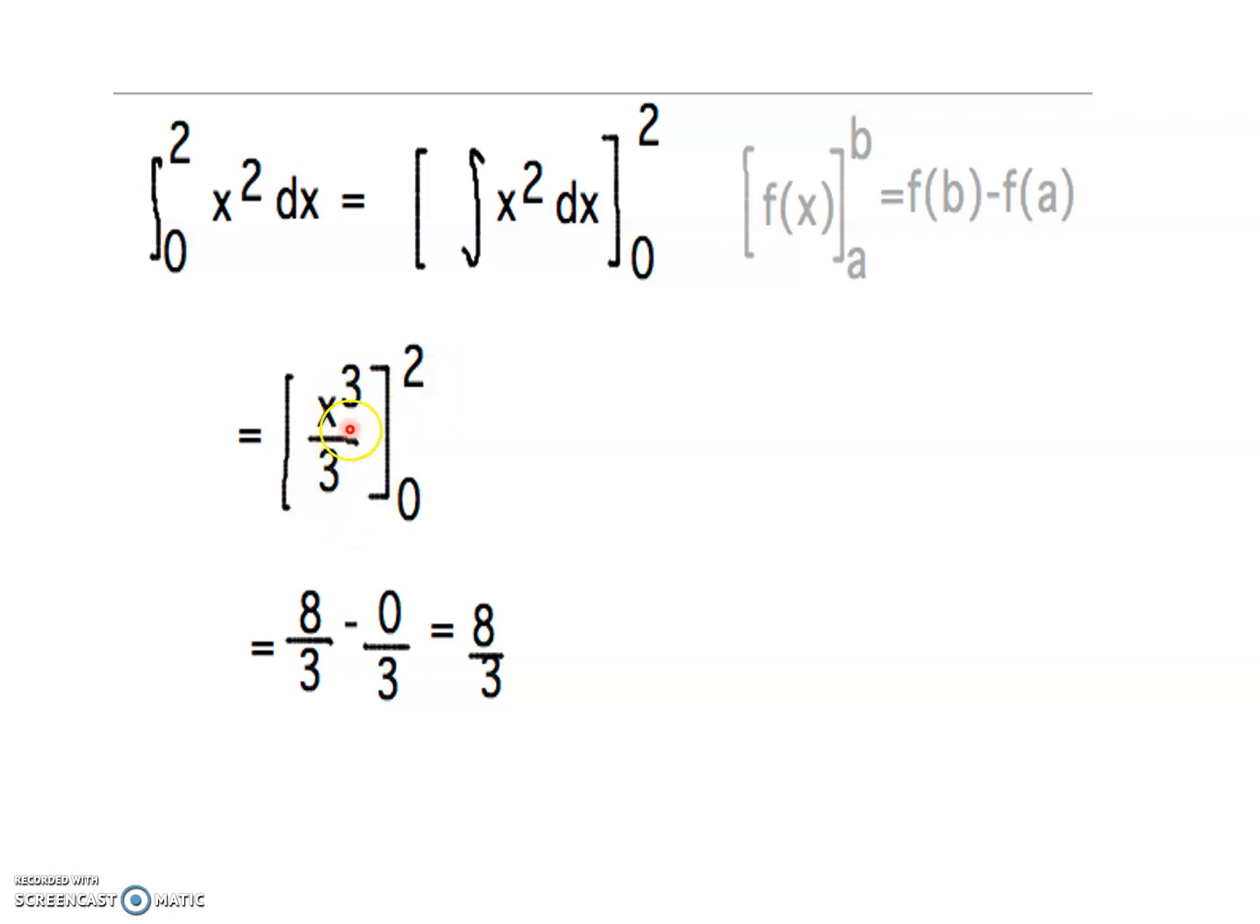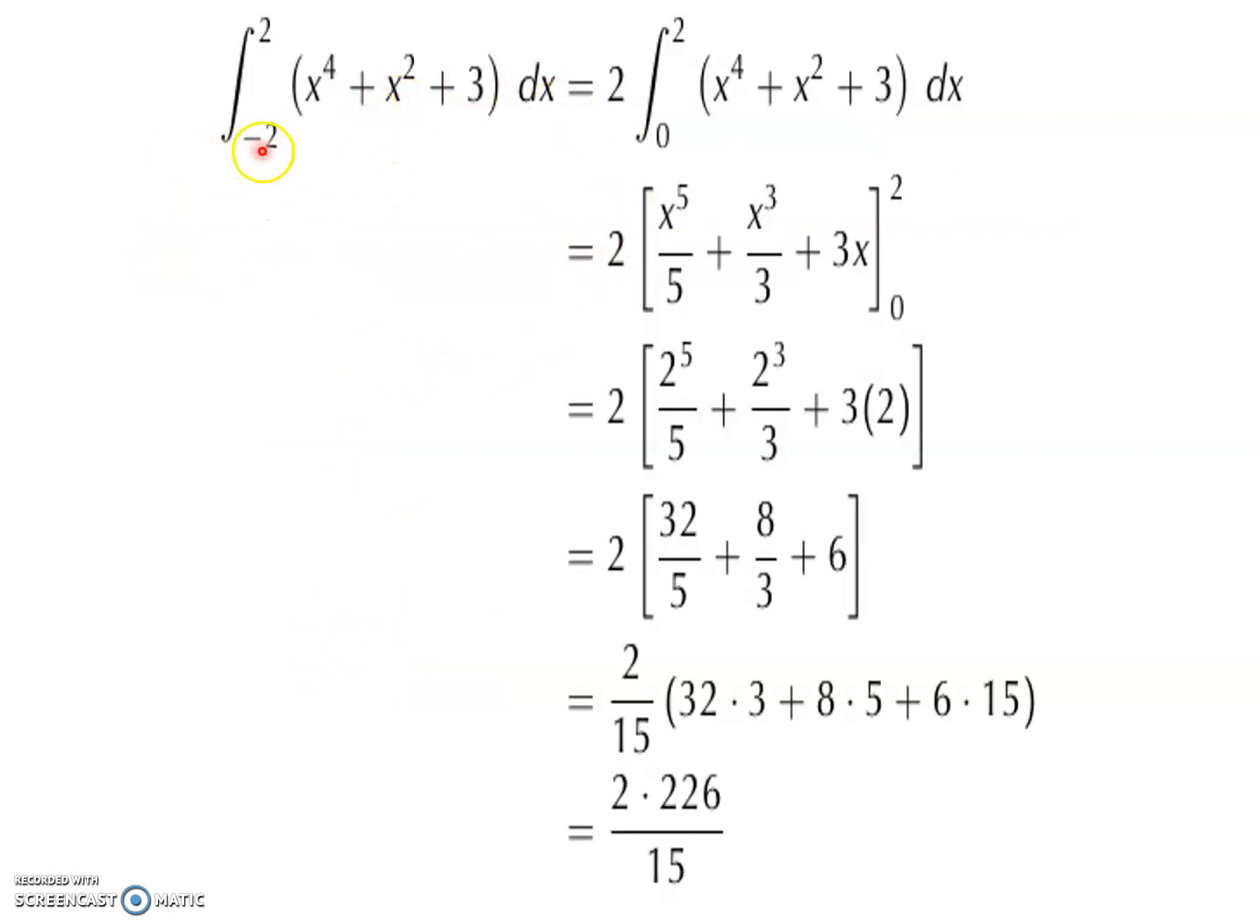That's why the integral of x square is x cube upon 3, with upper limit 2 and lower limit 0, and we have to put in the values. Now we have to find f of b minus f of a. We have to put 2 cube instead of x. We know that 2 cube is 8 and the denominator 3 remains the same. Next, 0 cube is 0 upon 3. 8 minus 0 is 8 upon 3, which is the final answer of the integral of x square dx with lower limit 0 and upper limit 2.